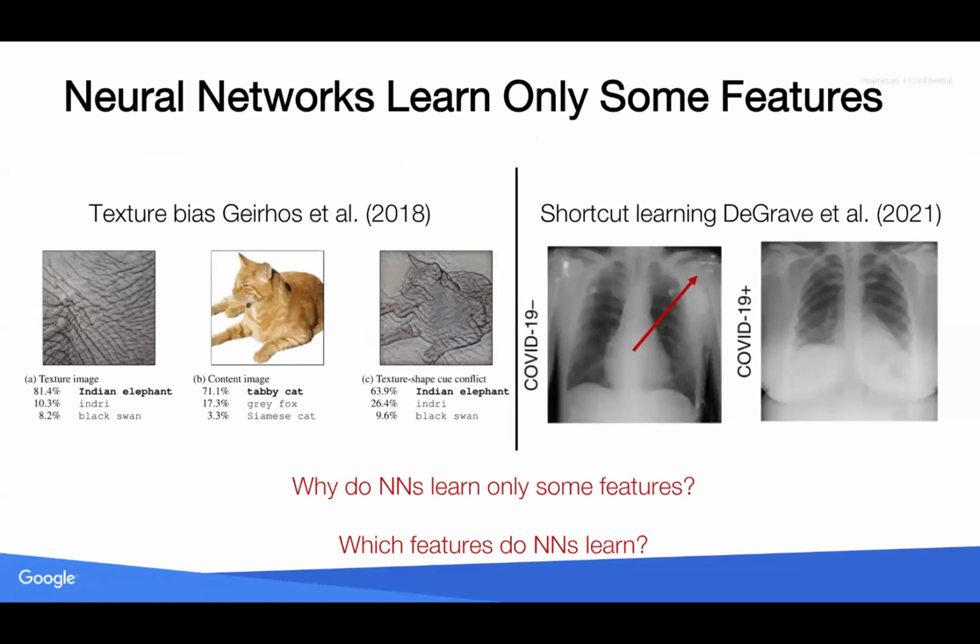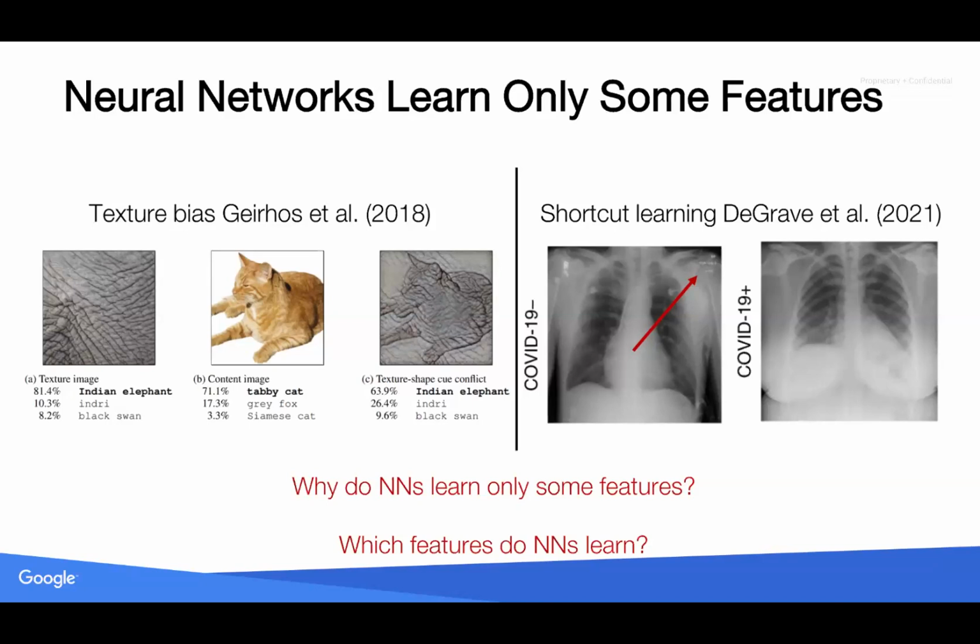what they show is that if you give the image of the skin of an elephant, then the model correctly classifies it as that of an elephant. If it is given the image of this cat, and similarly of this cat, it again correctly classifies it as a cat. But if there is a conflict between texture and shape, so you give a cat shape with elephant texture, then it turns out that it doesn't predict cat at all, and it still confidently predicts that it's an elephant. So the model relies more on texture as compared to shape.